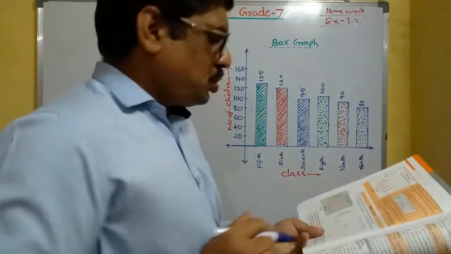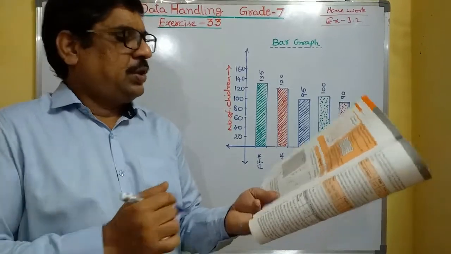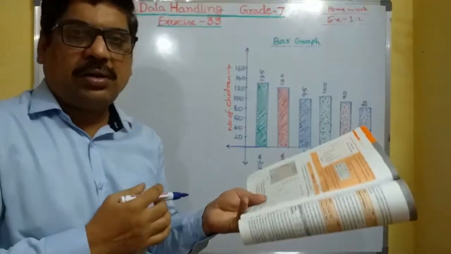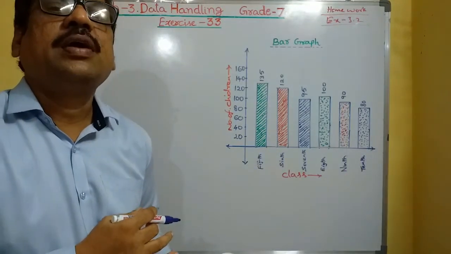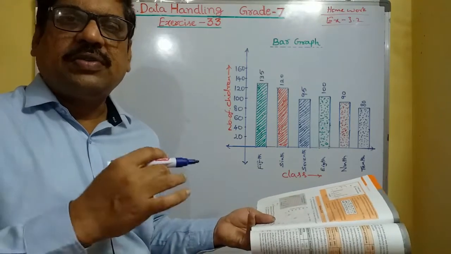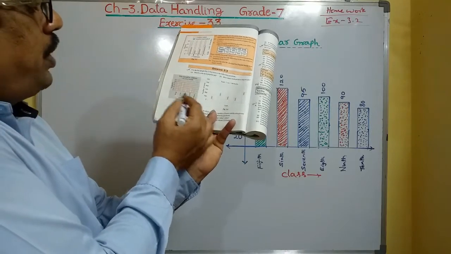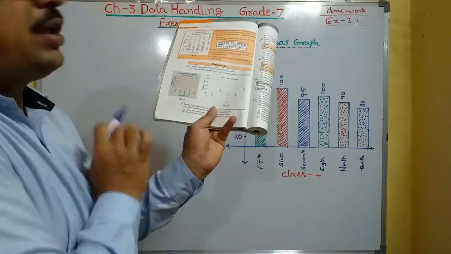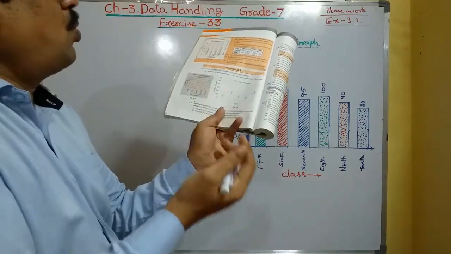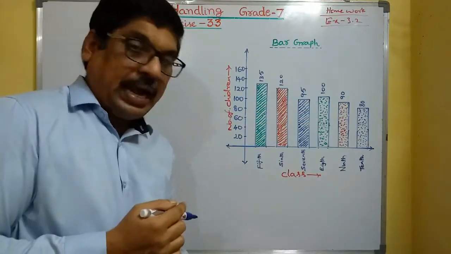Now the first question. What is the first question? Which is the most popular pet? By looking at the length of the bar, the height of the bar, we can tell which one has more pet animals. Now look at the height of the bar. When we compare the bars in the given graph, we can clearly say that the cats are more. So the most popular pet animal is cat.